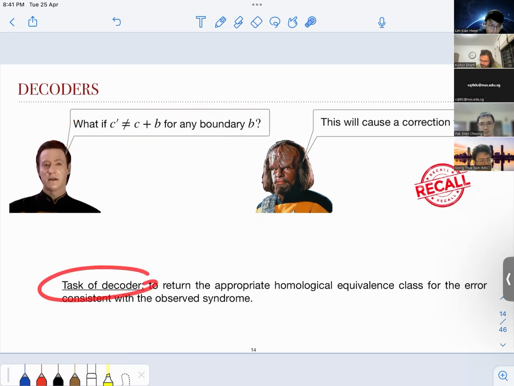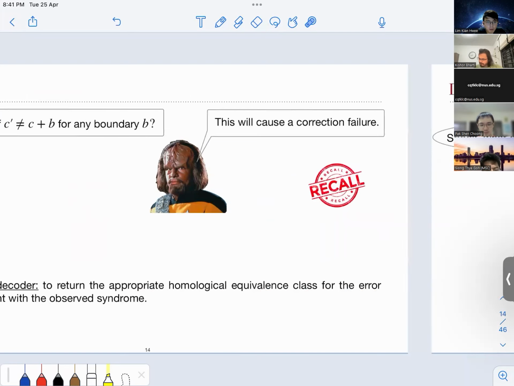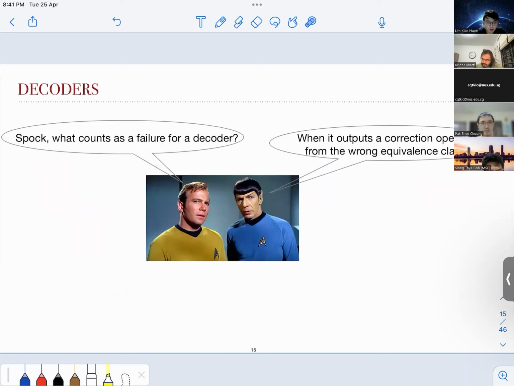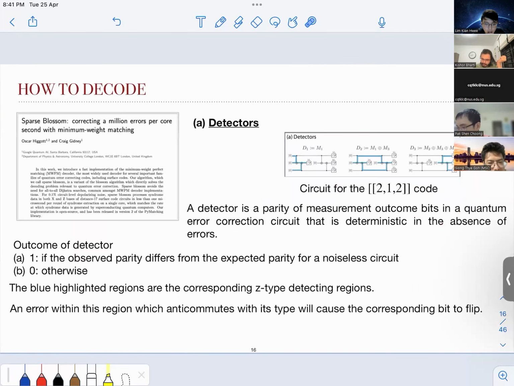The task of a decoder is effectively, in the language of topology, to return the appropriate homological equivalence class for the error consistent with the observed syndrome. Very nice. So basically, if the decoder outputs a correction operator from the wrong equivalence class, then it can be termed a failure for the decoder. So today, let's discuss how to decode.